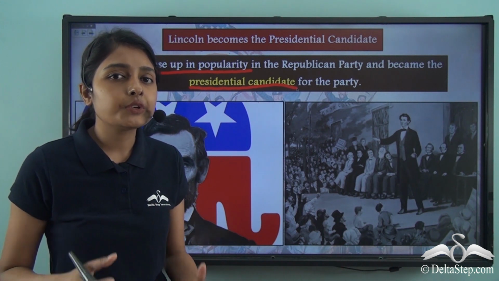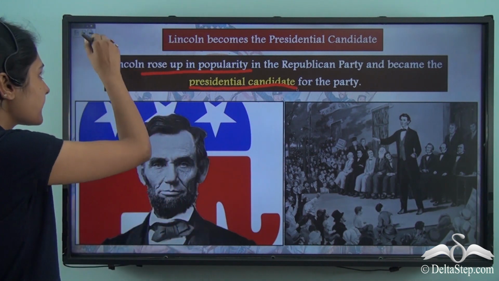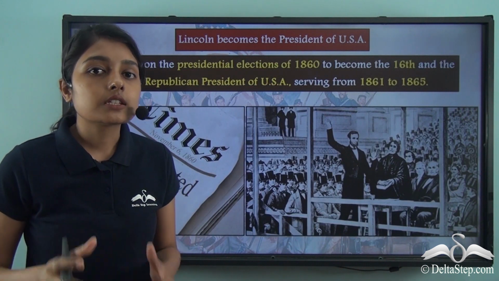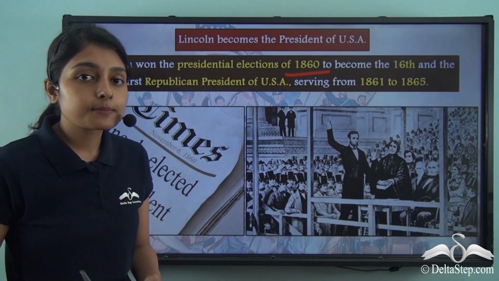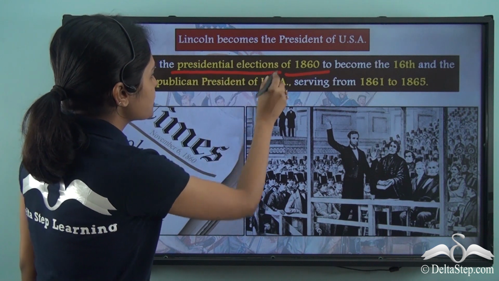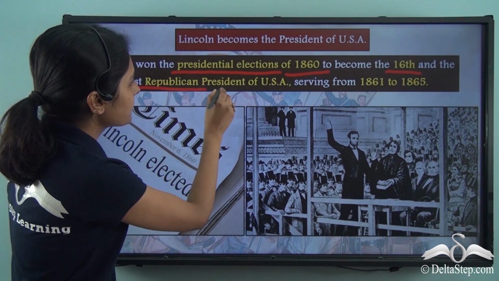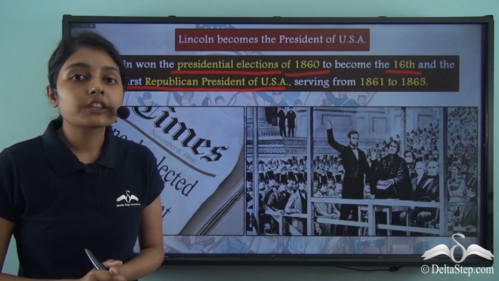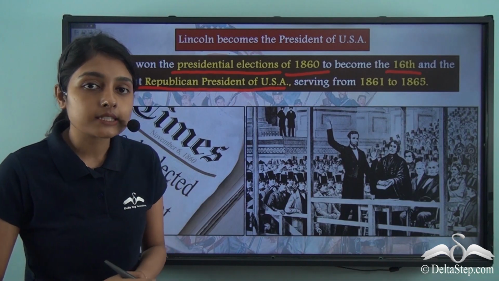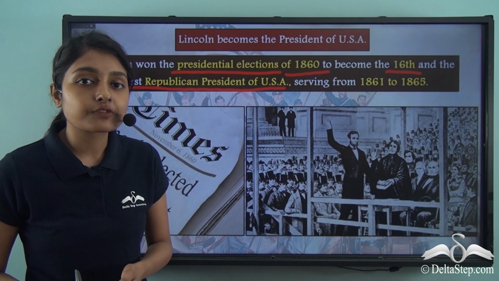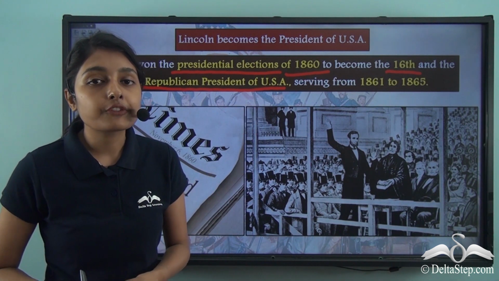Now let's find out whether he really became the president, and if he did, what were the outcomes of that. In the year 1860, a very important thing happened. This is because Lincoln won the presidential election and he became the 16th and the first Republican president of USA. Previously, all the 15 presidents who had come to power in the United States were all from the Democratic Party. With the victory of Lincoln in the year 1860, the Republican Party came to power for the first time.